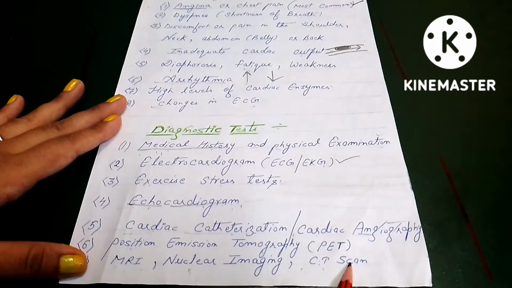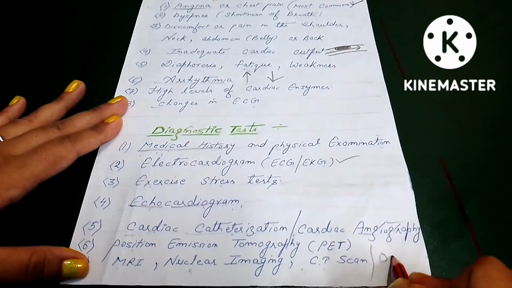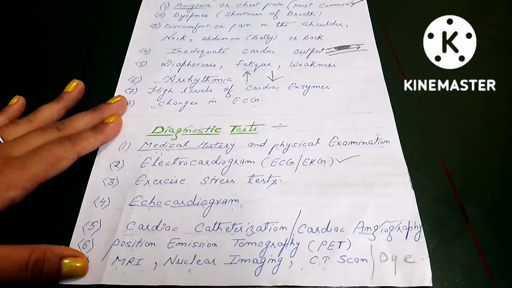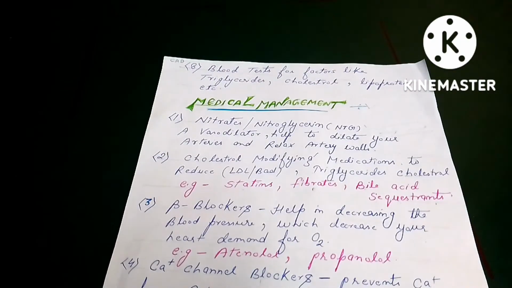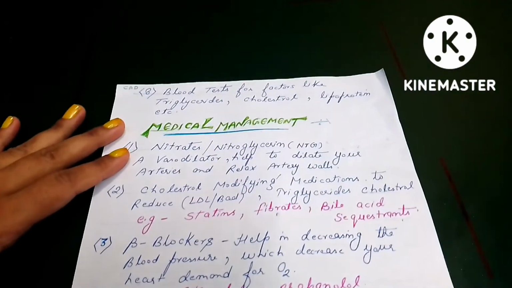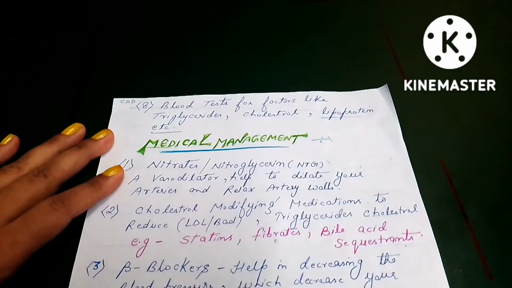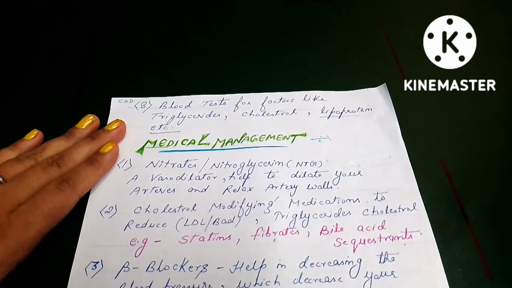A CT scan is sometimes performed with dye injected. Okay, we can inject the dye with a CT scan and we can visualize our heart and blood vessels, and how the blood is going through them. And one more test you can perform for the heart is a blood test for checking the triglyceride, cholesterol and lipoprotein levels in our blood. And now let's discuss its treatment.